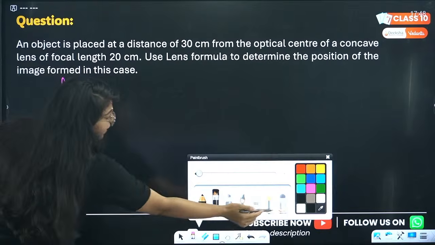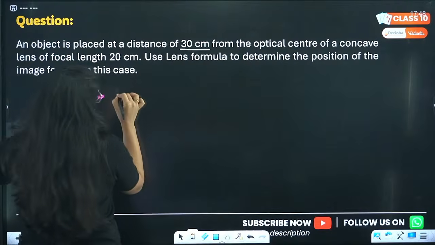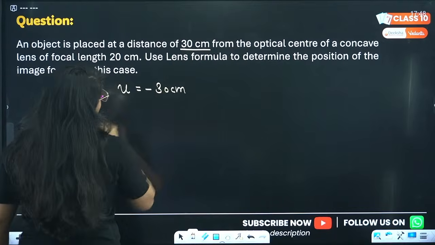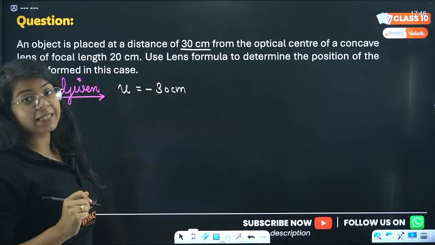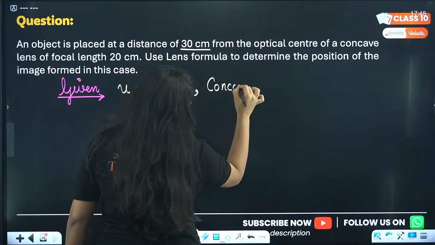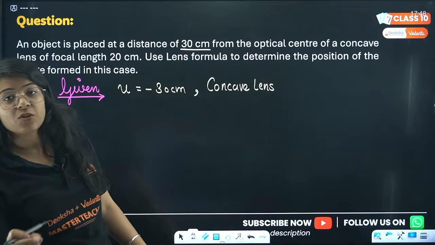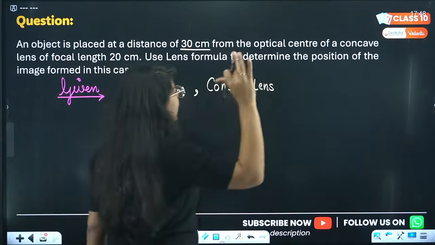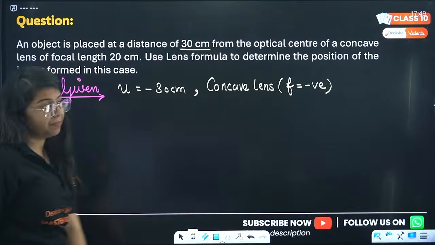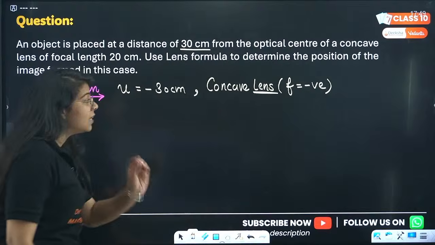It is given that an object is placed at a distance of 30 centimeter. So the object distance is 30 centimeter, and beta, object distance is always negative, correct? From the optical center of a concave lens. Now we have a concave lens given. As soon as you see the name of a mirror or a lens, you have to write the sign of their focal length in the bracket. For concave, we have focal length as negative. Done. And this is a lens, so make sure you highlight this, that this is a lens.